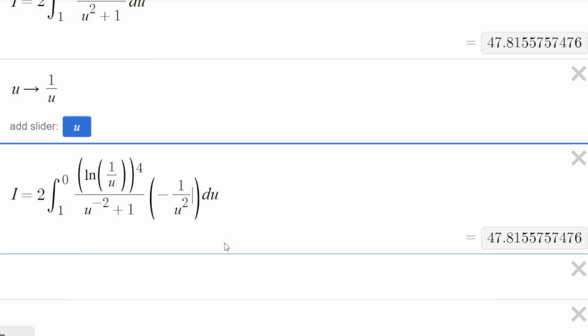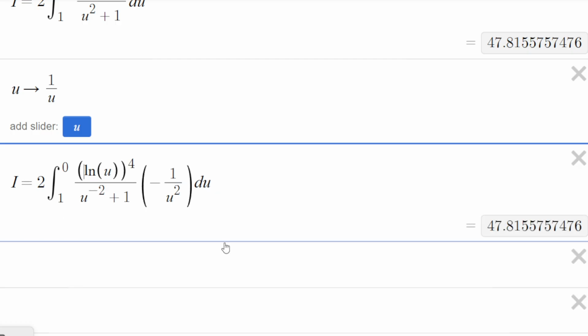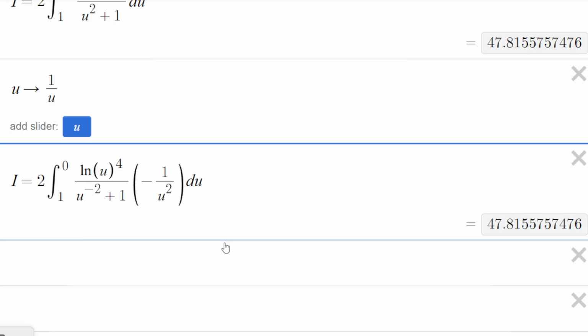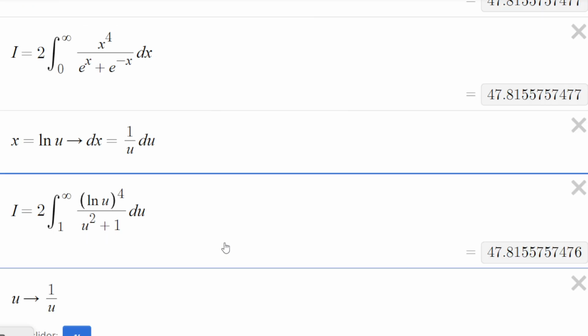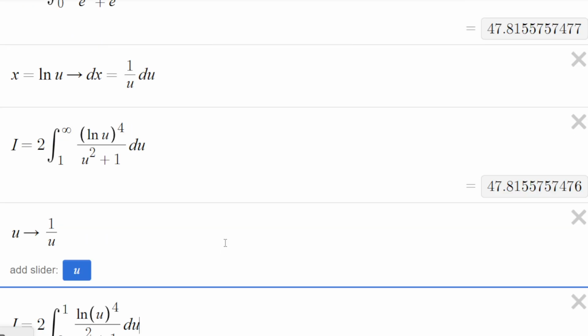All right. Now, let's use the properties of logarithms. This is just going to be negative natural log u. Negative natural log u to the 4th, well, that's just going to be natural log u to the 4th. Let's use this negative sign to switch our bounds of integration, 1 to 0. And then we'll bring in the u squared down below. So we'll just end up with u squared plus 1 again. So now we have two expressions for I. We have this and this.